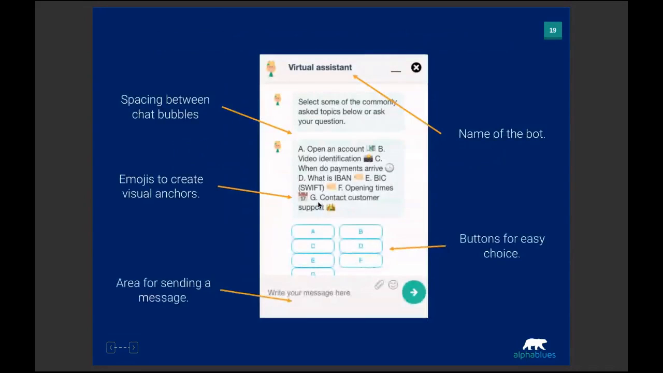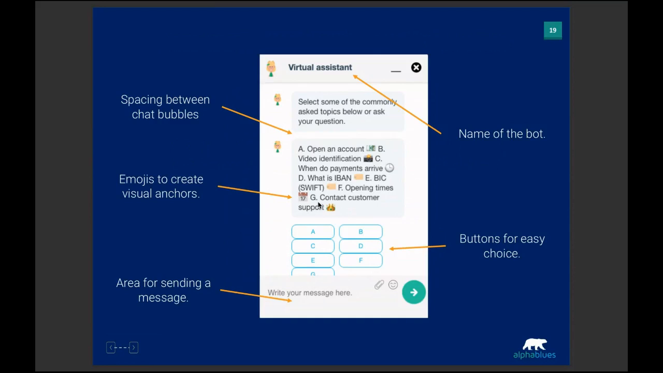So a couple of things, so this is a chat window, and some of the things you can do. Well, one, clearly have a name. Have a name for the bot at the top. Have an avatar, so that people know who they're talking to. You can just give it a name, or just call it virtual assistant, or chatbot, whatever it is. But just give it a name so that people know who they're talking to.